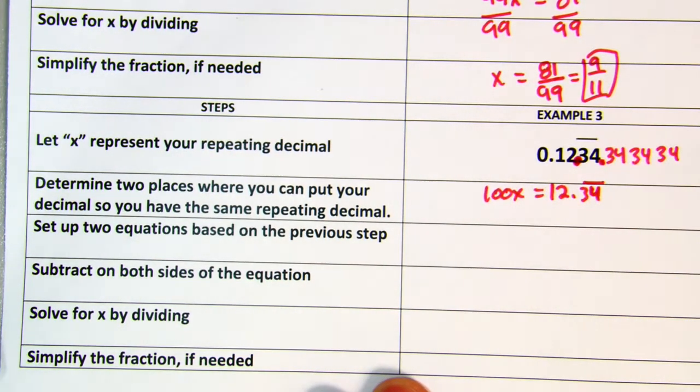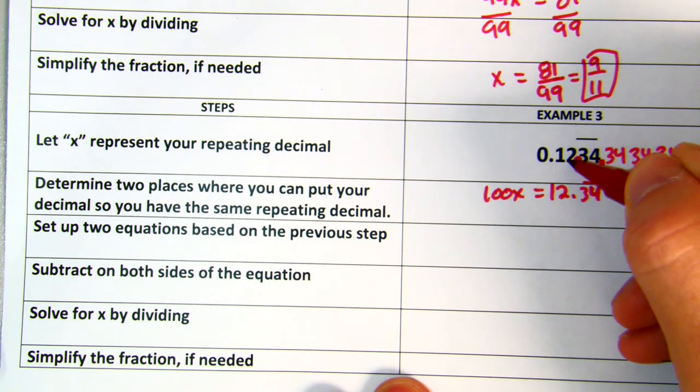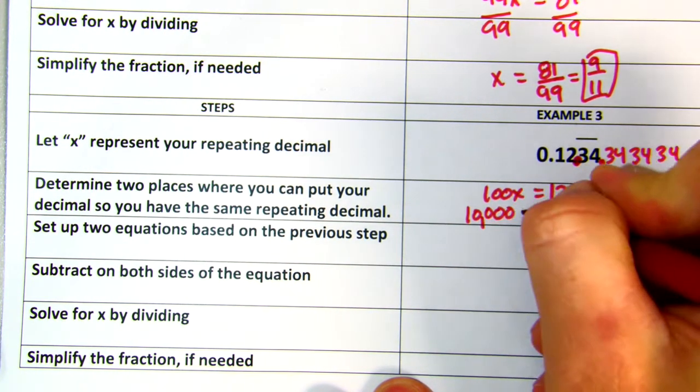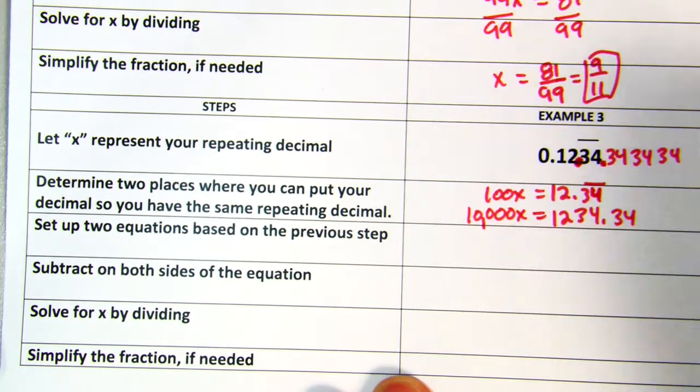And then to get it all the way over here after my 3 4, it looks like I have to move over 1, 2, 3, 4. So I need to go 10, 100, 1,000, 10,000. So 10,000x is equal to 1,234.34 repeating.